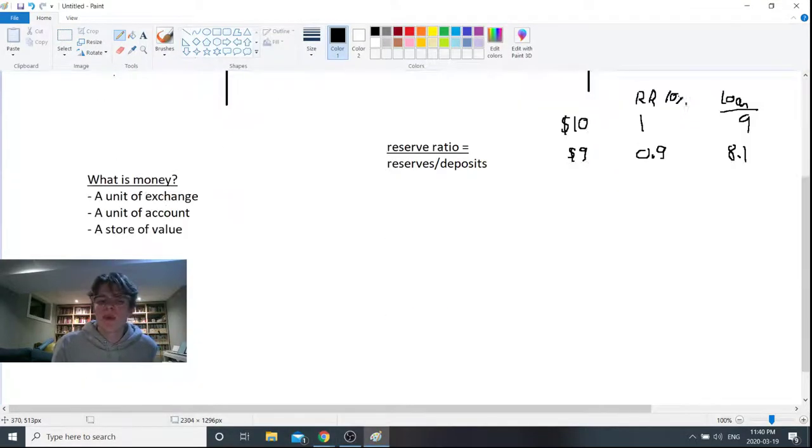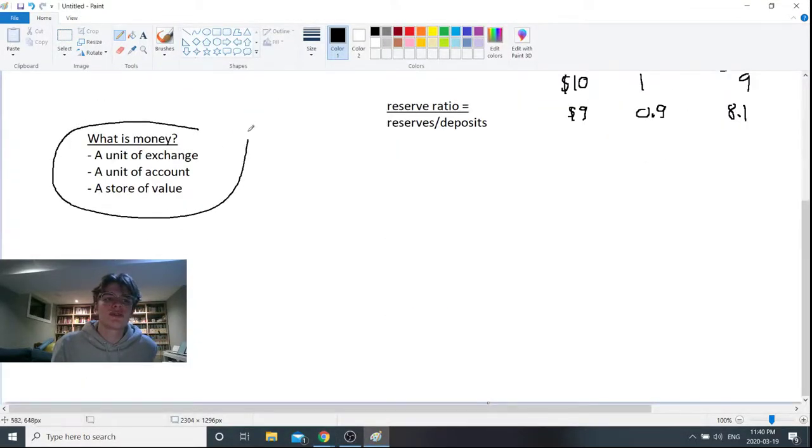Let's talk about what money is for a second. So there are 3 characteristics for money. It has to be a unit of exchange, a unit of account, and a store of value.